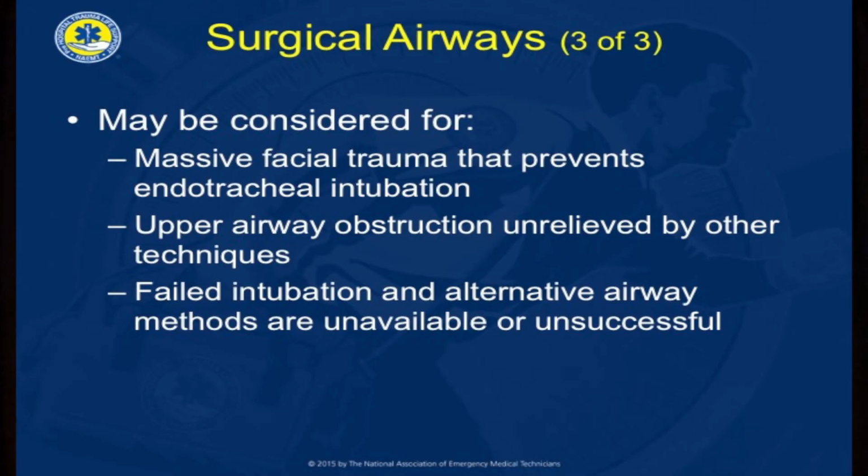If we have an upper airway obstruction that we cannot relieve, we've tried to visualize, we've tried abdominal thrust or CPR, we've tried to visualize and relieve using forceps, McGill forceps or some other device, and we still cannot relieve that obstruction, then we may choose to surgically cric our patient. Or if all intubations and all airway devices are not working and we are unable to intubate or ventilate or provide oxygenation to this patient by any means, then we may surgically cric them.